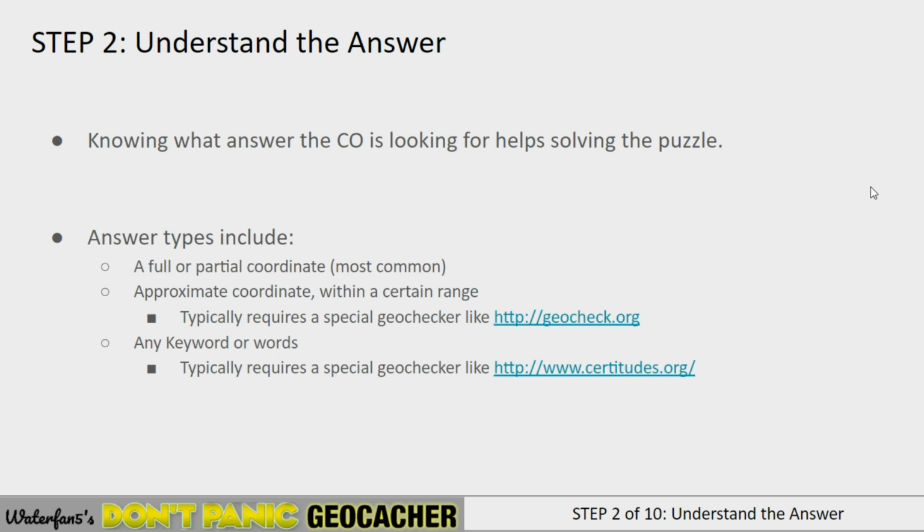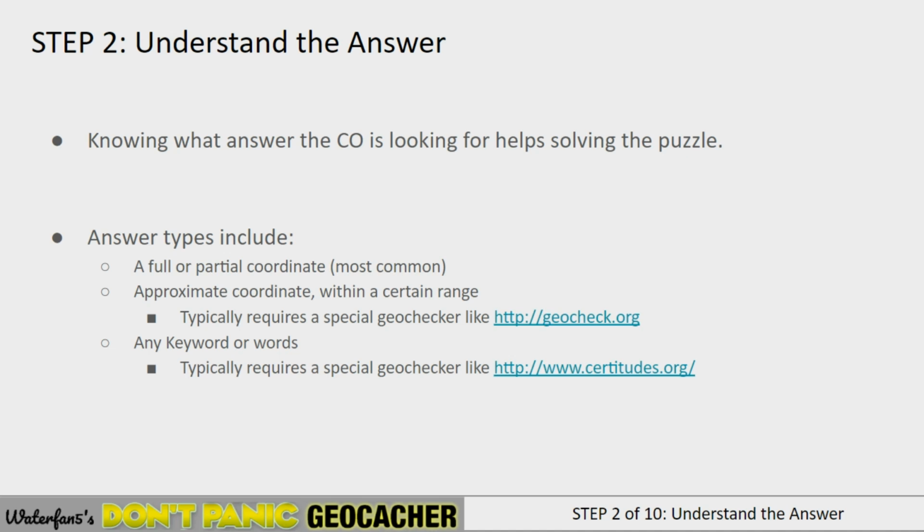Understand the answer means that you're going to look on the cache page for information that can help you understand what the answer to the mystery puzzle will be and what the CO intended to be the answer. The answer in a lot of cases can be a coordinate, either a full coordinate containing all the digits or a partial coordinate not containing all the digits. But that is not the only option. There are actually two other types of answers that are slightly different, and they may help you figure out what the puzzle is and what you need to do.